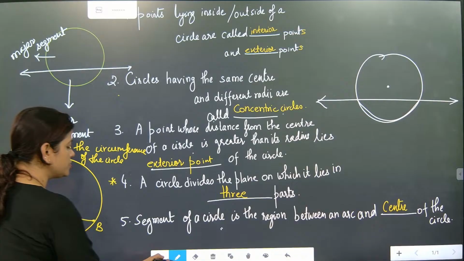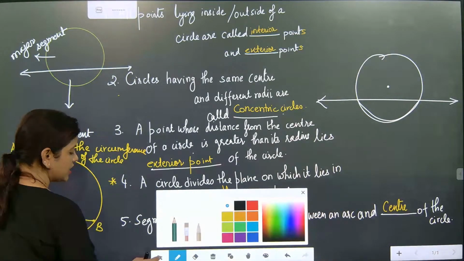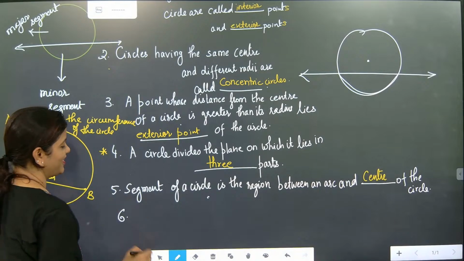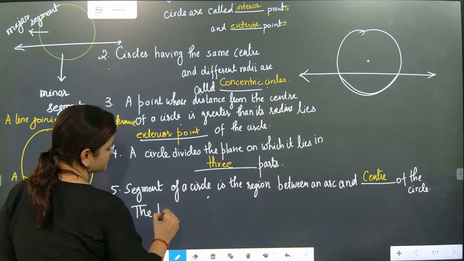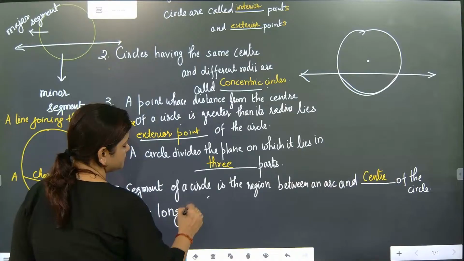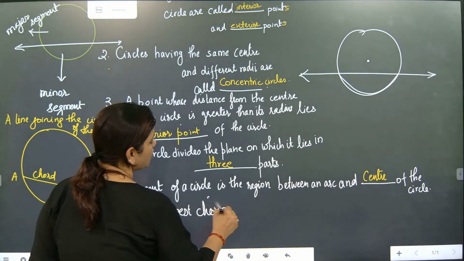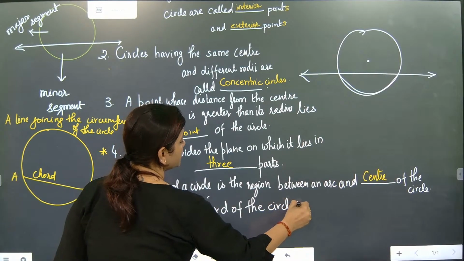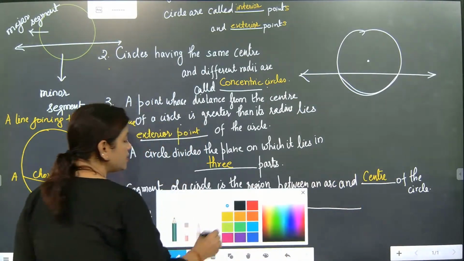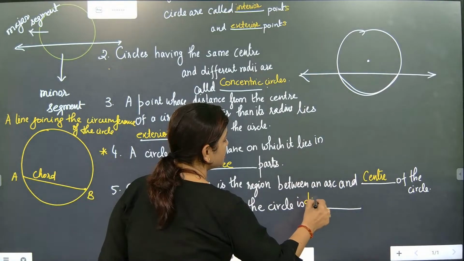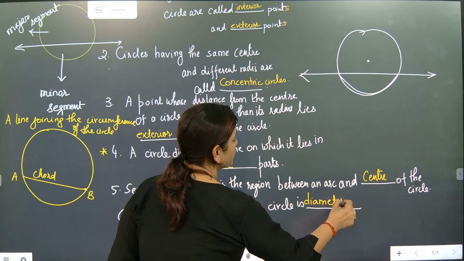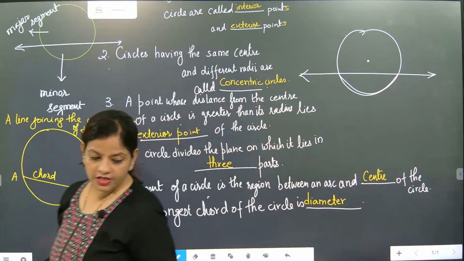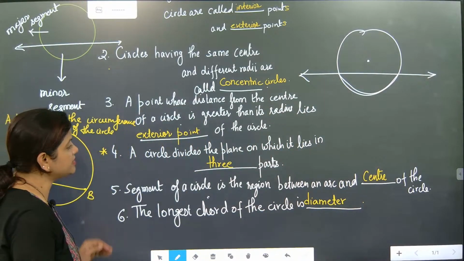So now beta, our question is not this. The question they are asking is: the longest chord of the circle is dash. So what is the answer, beta? The longest chord of the circle is the diameter. That's the most important part. The longest chord of the circle is considered as diameter.